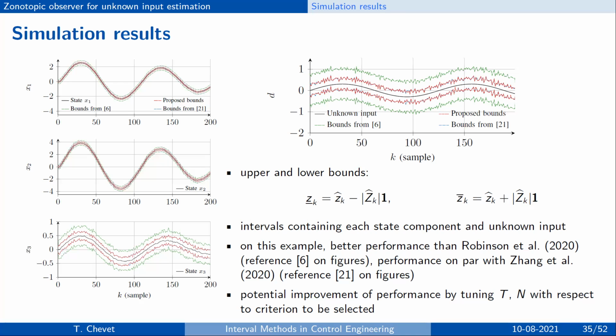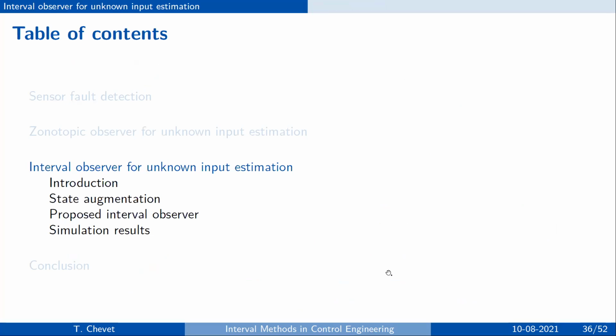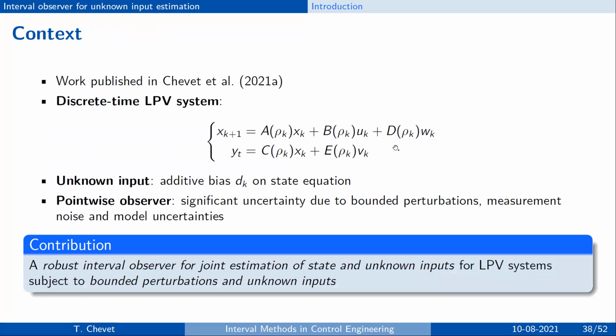Since we didn't tune the matrices T and N, we assume that if we choose a suitable criterion, we could optimize their values in order to improve the performance of the resulting observer. Then for the last part of this presentation, I will also talk about unknown input estimation, but this time I will consider a discrete-time system.